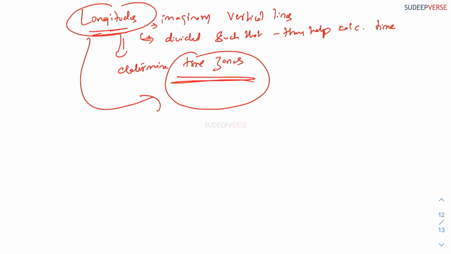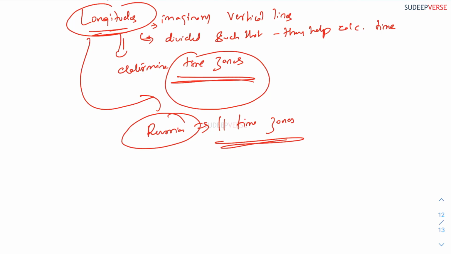Russia is the largest country, and Russia owns 11 time zones. This is the largest within a nation. India as well as China, though both are large nations, have single time zones.